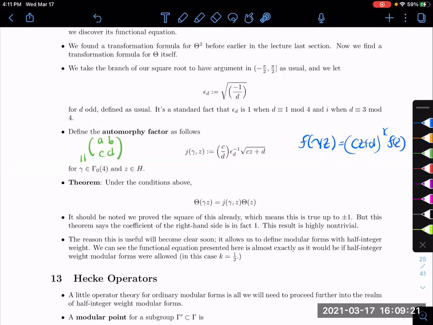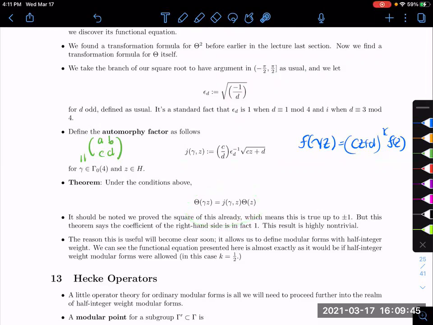Okay, and the reason this theorem is going to be so important for us is that we're going to at some point have to define appropriately modular forms of half integer weight, which we have not done yet. And if this functional equation didn't exist, there would be no natural way to do that. And so more on that soon. Okay, so there you go. Big theta has a functional equation.